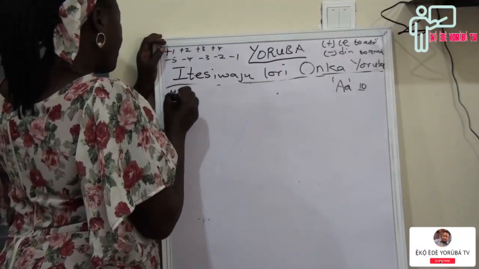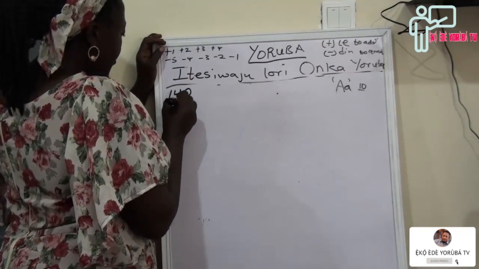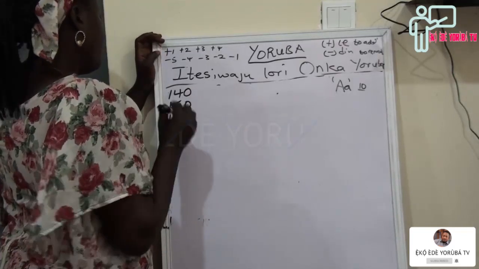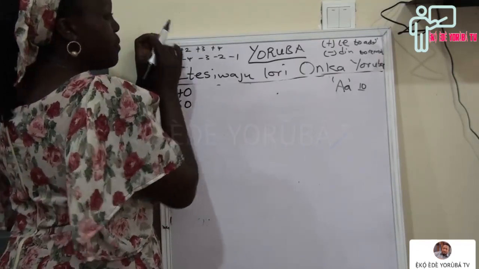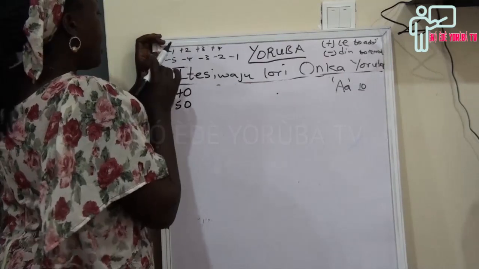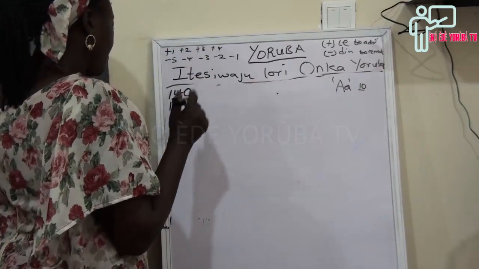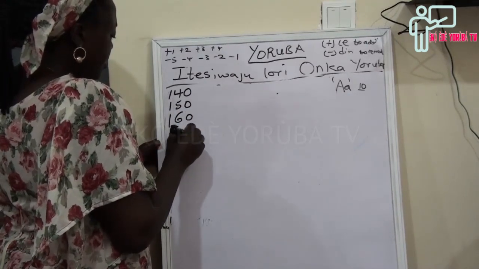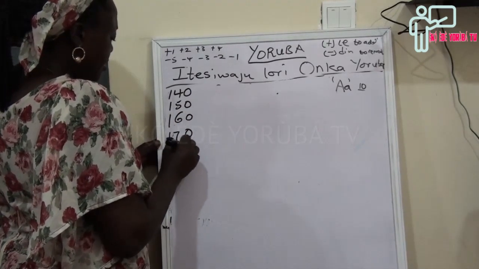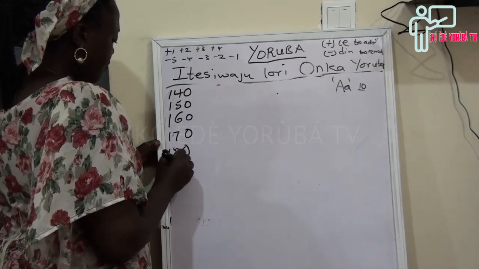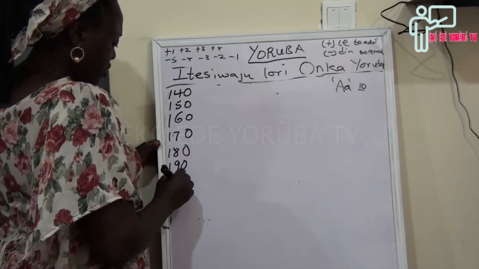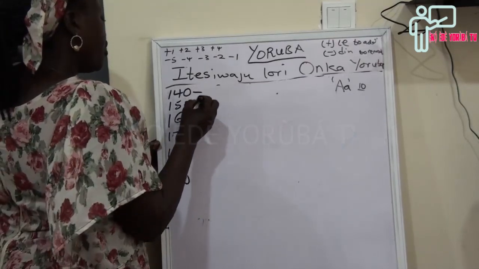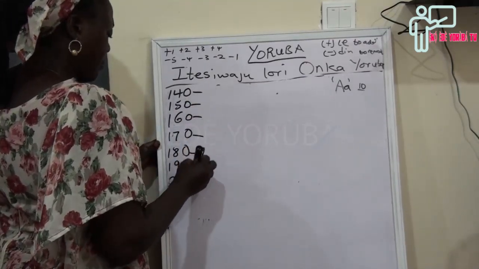This is 140, 150. I want to write the whole numbers. So far we've already understood minus 1, minus 2, minus 3, plus 1, plus 2, plus 3, plus 4. 150, 160, 170, 180, 190, 200. So it's only the whole numbers I'm going to be writing now.